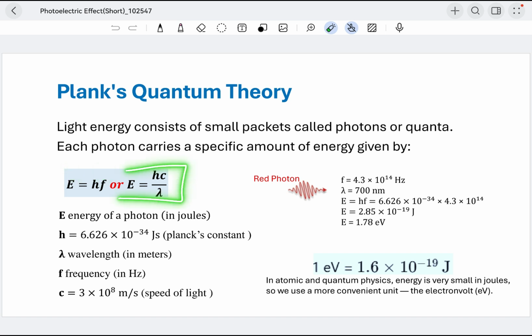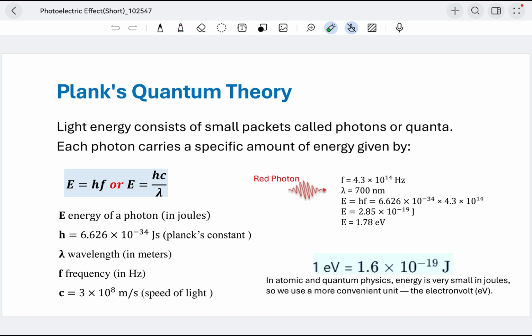So let's discuss the other formula, E equals hc by lambda. Lambda is the wavelength, SI unit is meters. Here the c in this formula means the speed of light, which is equal to 3 times 10 to the power of 8 meters per second. The relationship between the energy and lambda is an inverse relationship. It means a longer wavelength photon will have less energy in it. So inverse relationship.